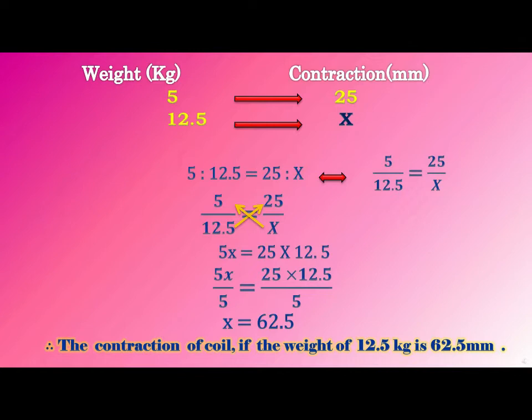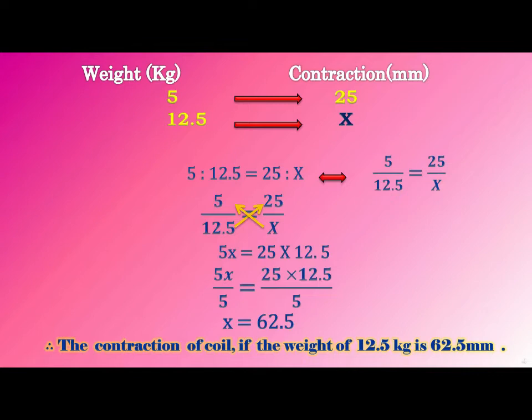25 as the numerator and x as the denominator. 5 to 12.5 equal to 25 to x. Now children, we can apply the cross multiplication here. Look at here. I have sent x to 5 and the 12.5 also to the other side. See what happened. 12.5 and x, they changed their places from the equal mark. They go up. So here 5 multiplied by x equals 25 multiplied by 12.5.